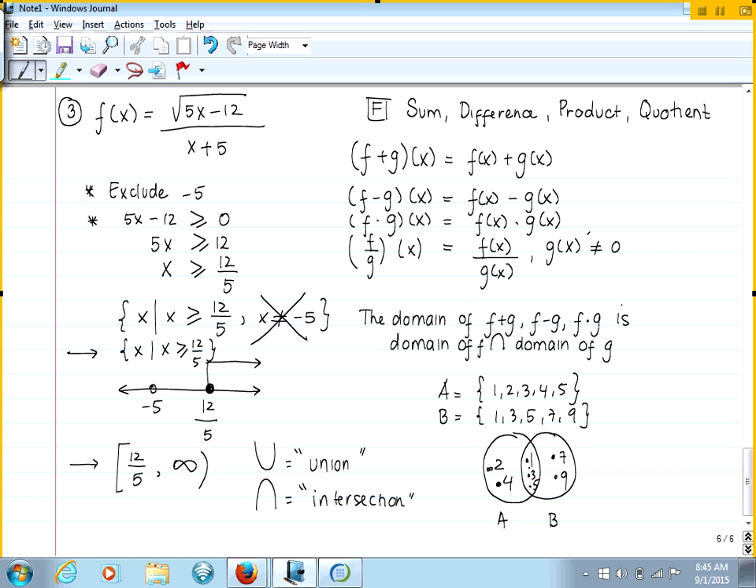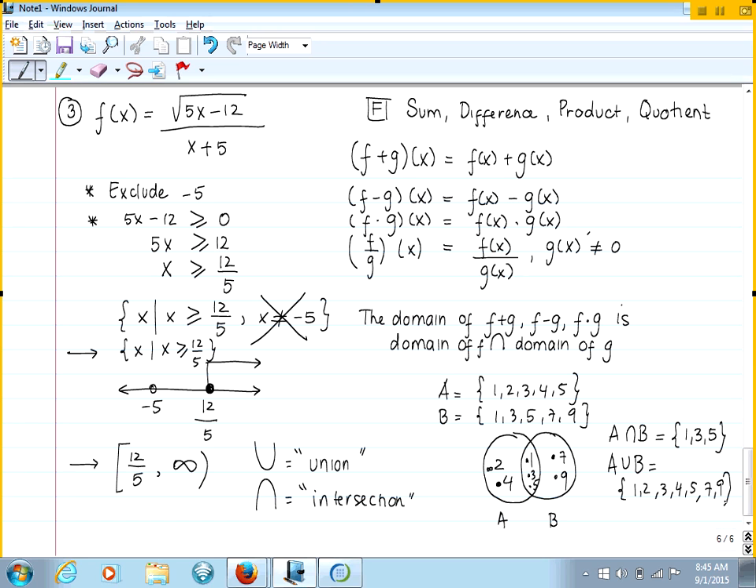And what about in B? 7 and 9. The intersection is 1, 3, and 5. So A intersection B is 1, 3, and 5. So the elements that are common in A and B. How about the union? What is the union? Everything. So what is it? 1, 2, 3, 4, 5, 7, 9. So we're not listing any of the elements twice. We're only listing them once.